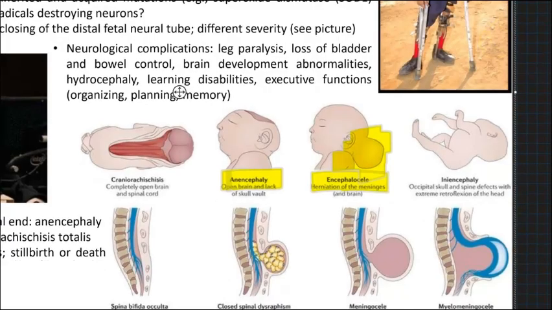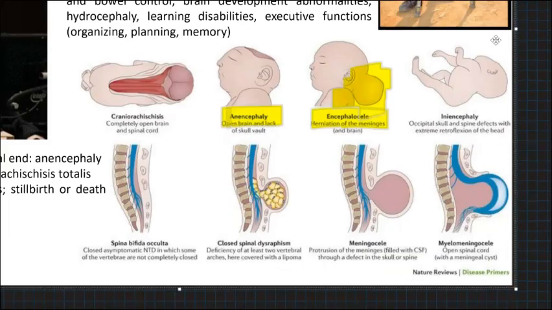So in addition to anencephaly and encephalocoeli, a couple more things that you need to know. First of all, you need to know 3 different types of spina bifida. One of them is spina bifida occulta. So see what happens.